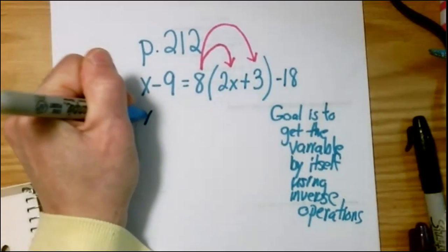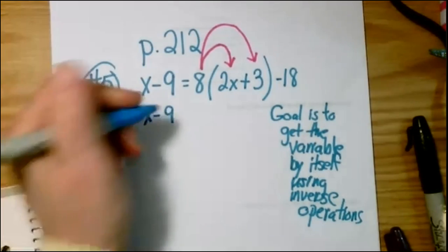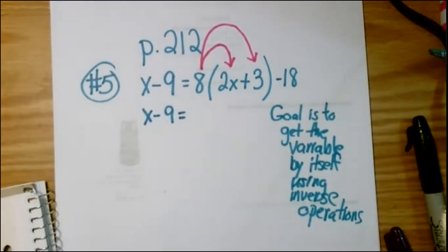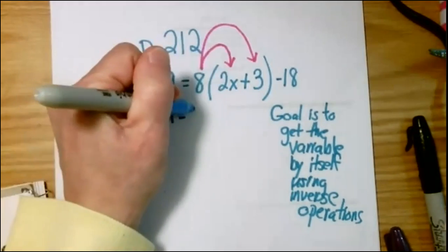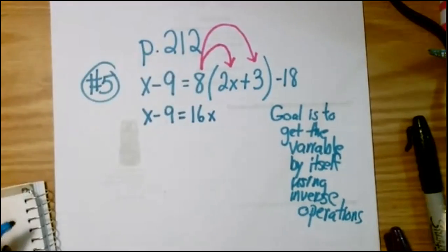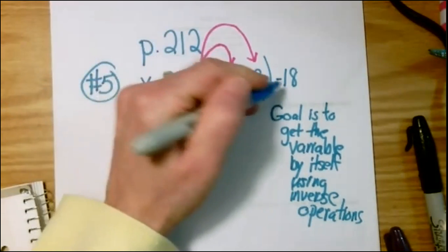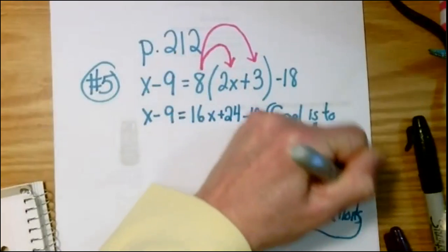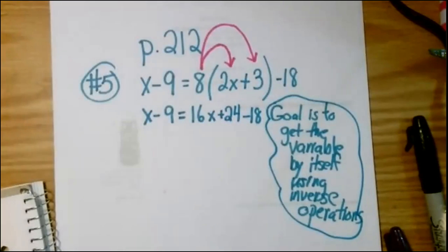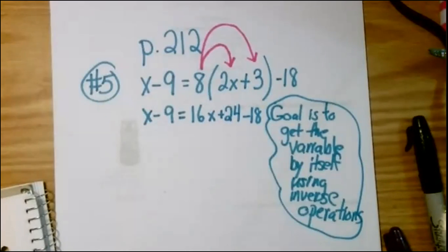So on the left side, I'm still going to have x minus 9. Now it's a good idea to do this step by step until you get comfortable with manipulating equations. 8 times 2x is 16x. 8 times 3 is 24. And then we have this minus 18 outside of the parentheses. The minus 18 outside of the parentheses is not multiplied by the 8. The only thing multiplied by the 8 is the stuff inside the parentheses.